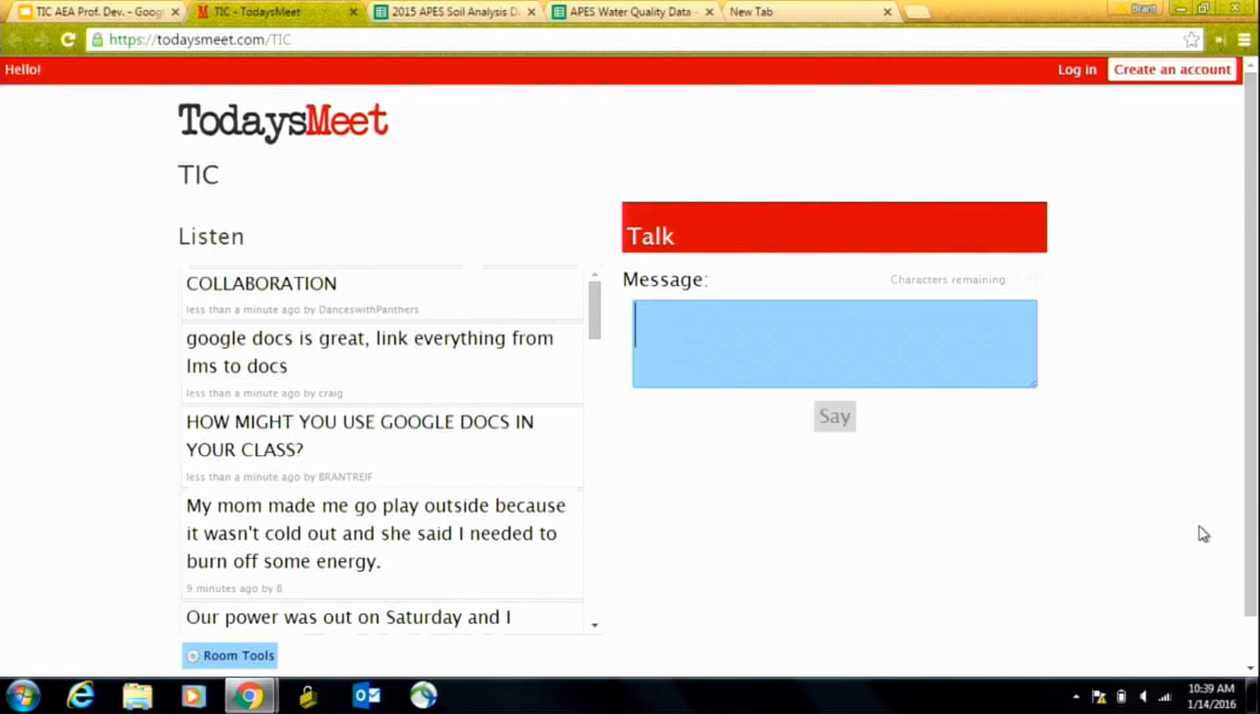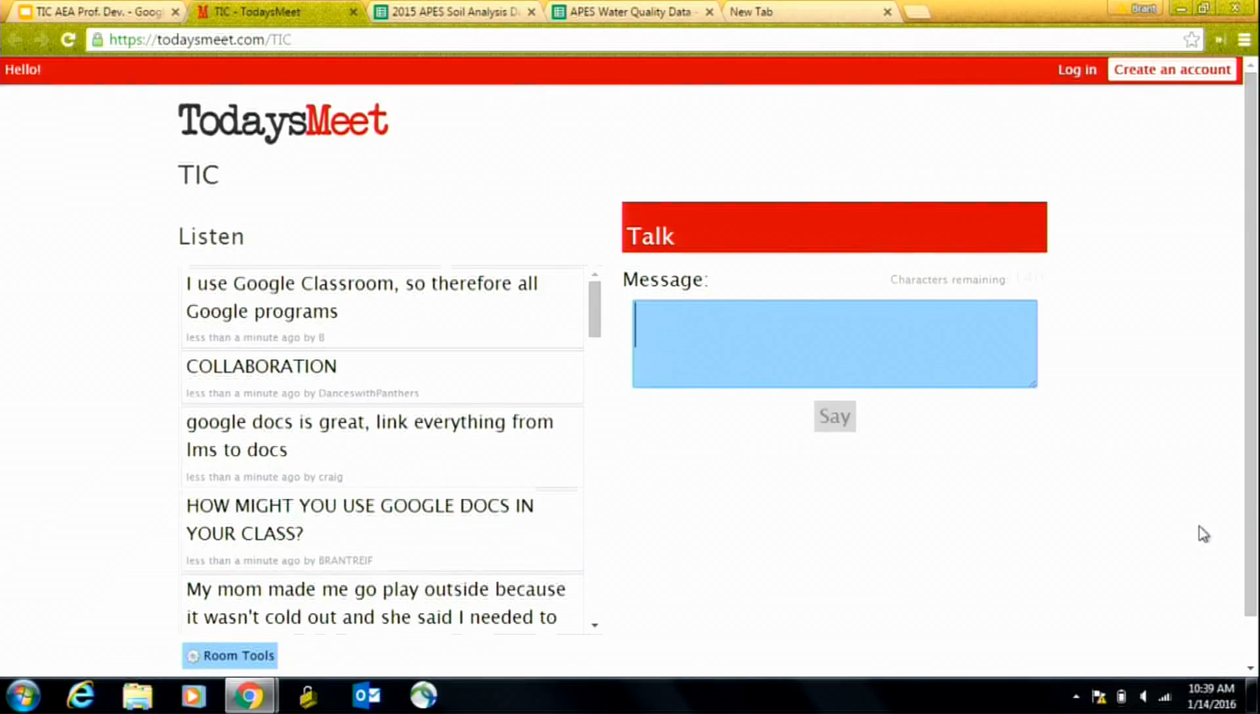Work on Google Docs offline. Yeah, for some of the stuff, especially with the Google Classroom, because that's where I'm getting.